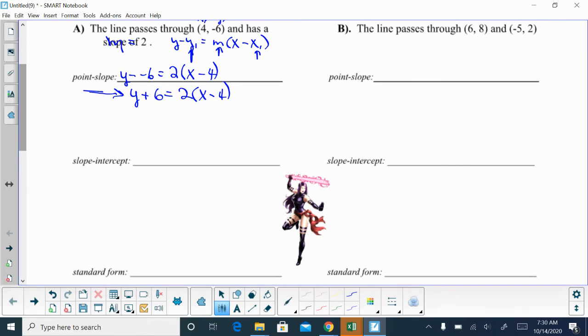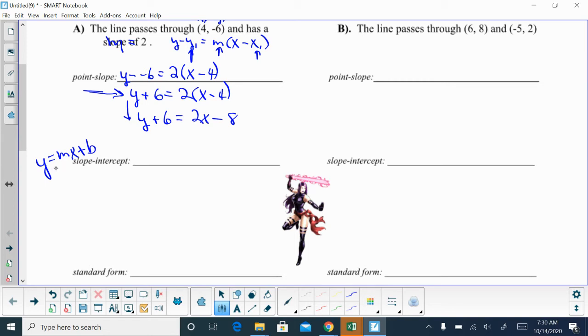Now let's do slope-intercept. If you recall, slope-intercept is y equals mx plus b. So notice it's y equal to everything else, no parentheses. So we need to take this equation and do some work with it. So y plus 6 is equal to 2. We have to distribute 2 times everything in the parentheses: 2x minus 8.